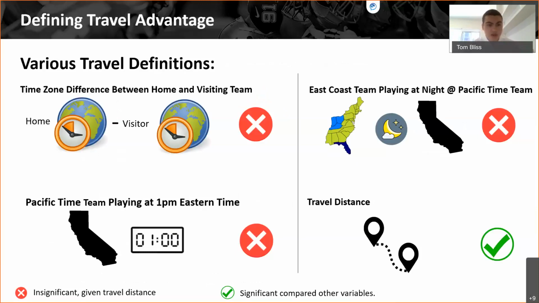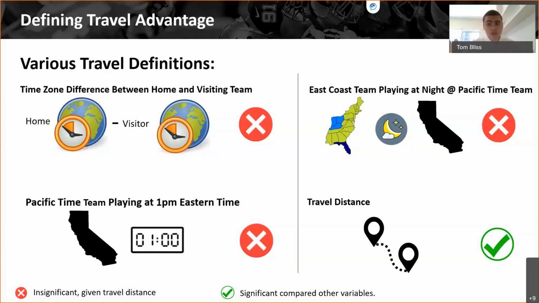Another thing that's talked about a lot is, what if a Pacific time team, like a West Coast team, like the Raiders, 49ers, Rams, Chargers, has to go to the East Coast and they're playing in that 1 p.m. Sunday window? Is that a big disadvantage? They feel like they're playing at 10 a.m., and the team they're playing feels like they're playing at 1 p.m. Is that a big advantage? And again, it was insignificant when we looked at some other variables.